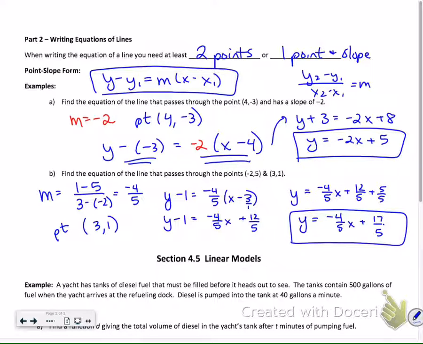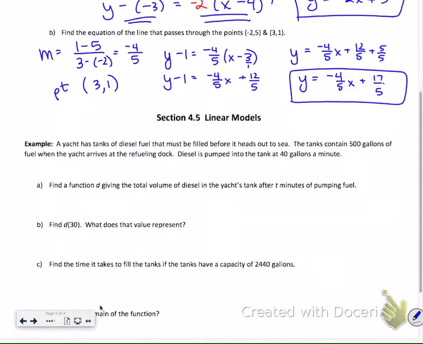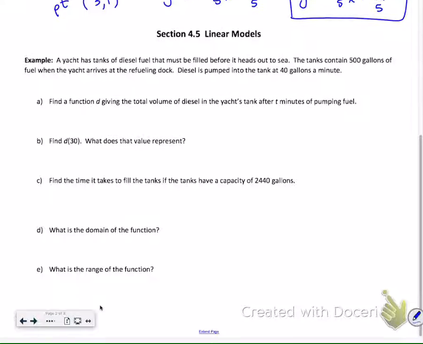All right, now that leads us into section 4.5, which is about linear models. So for this first one here, we have a yacht that has tanks of diesel fuel that must be filled before it heads out to sea. The tanks contain 500 gallons of fuel when the yacht arrives at the fueling dock. The diesel is pumped into the tank at 40 gallons a minute. We're going to write a function d given the total volume of diesel in the yacht's tanks after t minutes of pumping fuel.